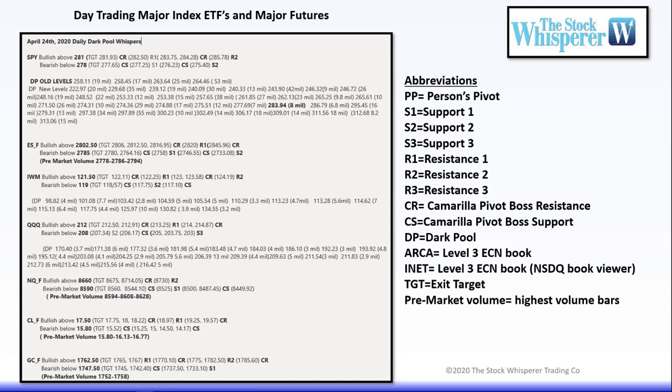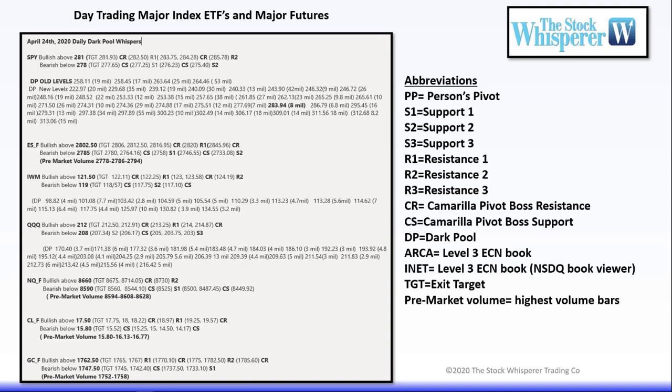Right, PP, so anytime you see them on the whisper PP, that's John Person's pivot. Anytime you see S1, that's John Person's S1, S2, S3, R1, R2, R3. Anytime you see CR, that's Camarilla Pivot Boss, and that's resistance. Or CS, Camarilla Pivot Boss support. All you have to know is it's a line in the sand where there's going to be support or resistance. It's a good place to take your profit.